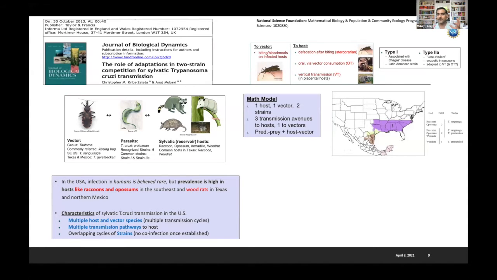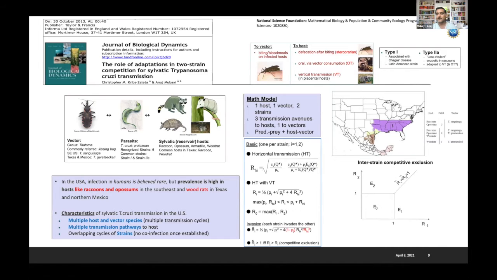So we took a simple model. We considered only region number two, and we modeled one host, one vector, two strains. We looked at the bifurcation analysis. There are lots of reproduction numbers here. A reproduction number tells when one strain can persist, and when the second strain can persist. There are three transmission pathways that I talked about: mother to babies, biting, and oral transmission by eating the bugs.